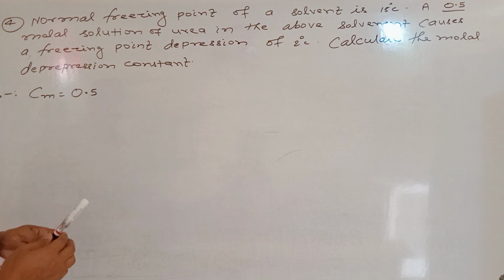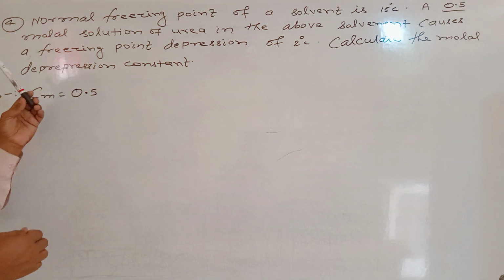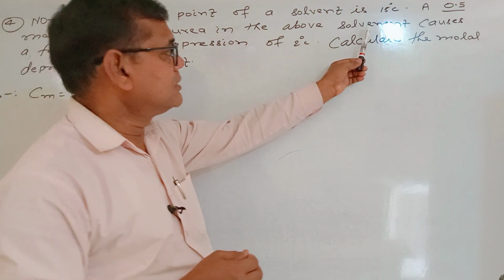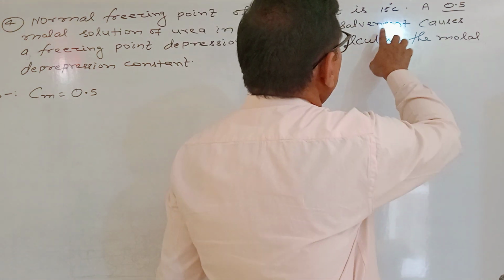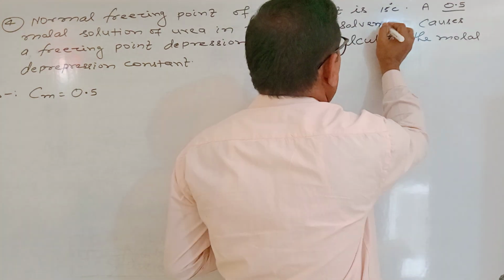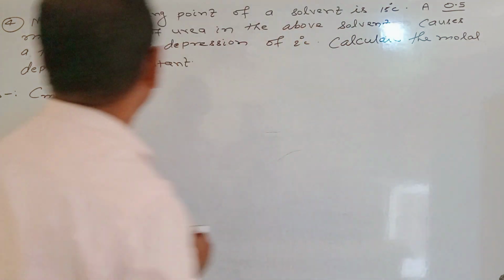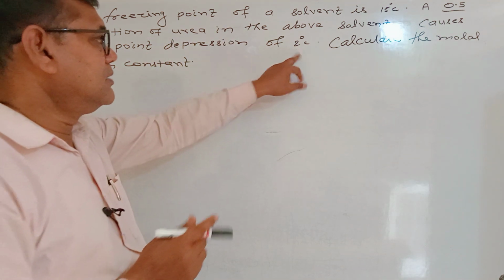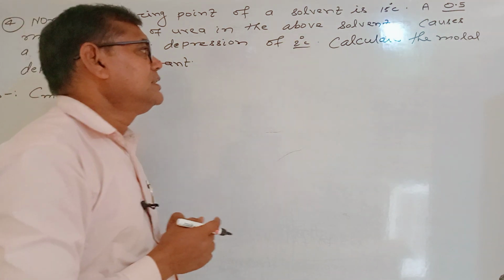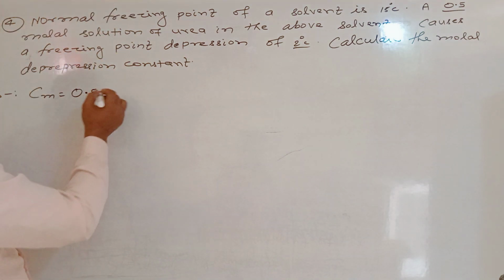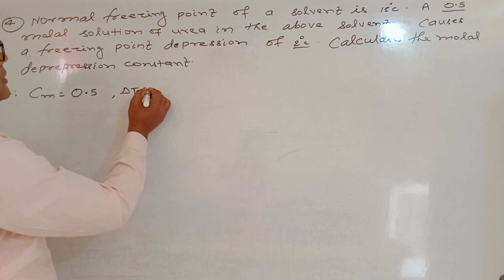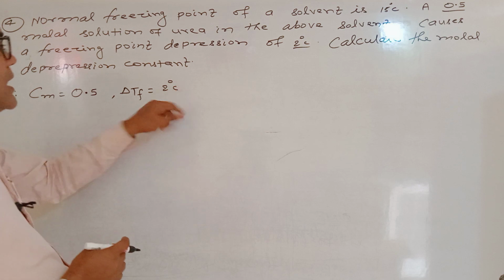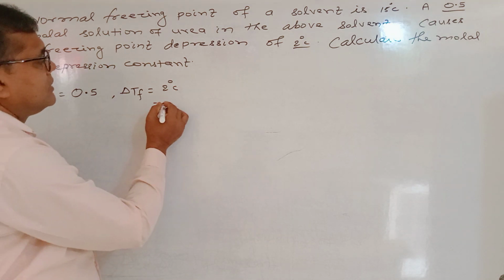Now we see molar solution of urea in the above solvent causes a freezing point depression of 2 degrees Celsius. It is the value of delta Tf is equal to 2 degrees Celsius. It is directly converted into Kelvin and we write 2 Kelvin.